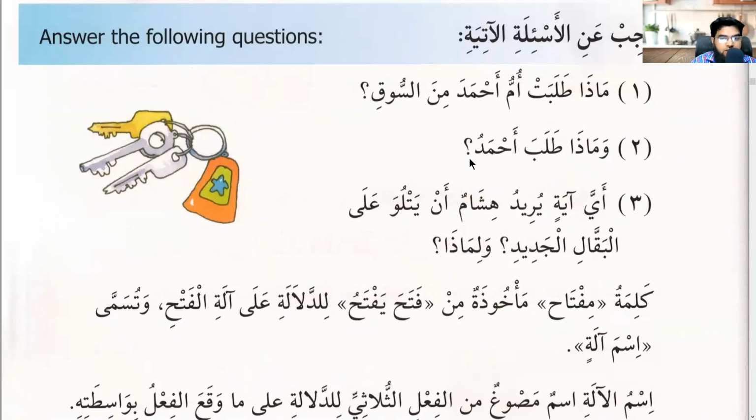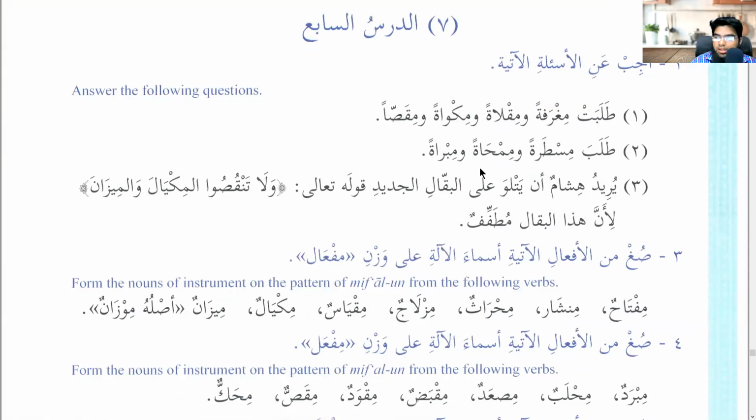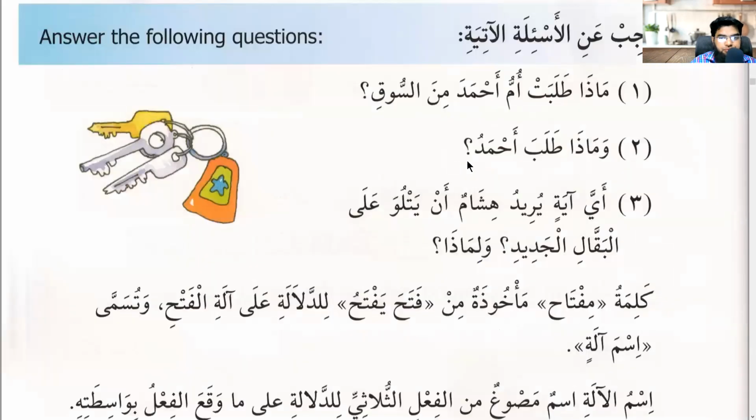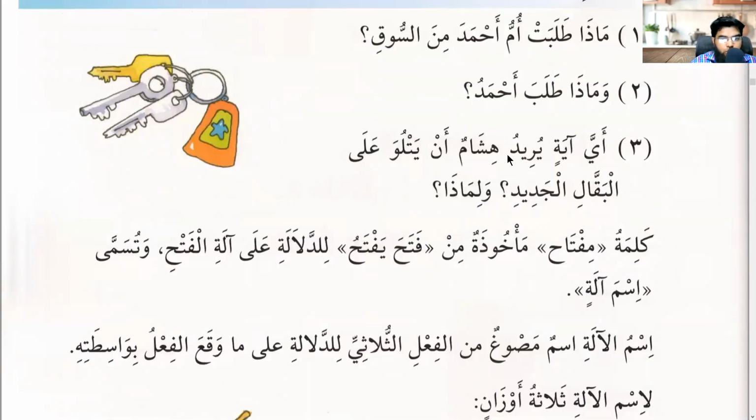Now, وَمَاذَا طَلَبَ أحمد? What did Ahmad request or order or demand from his father? طَلَبَ مِسْطَرَةً وَمِمْحَةً وَمِبْرَاةً. Ahmad requested a scale, eraser, and a sharpener.